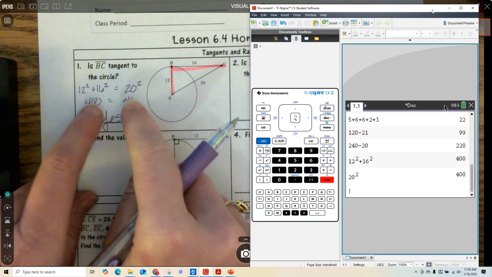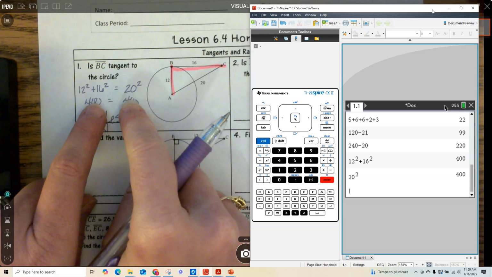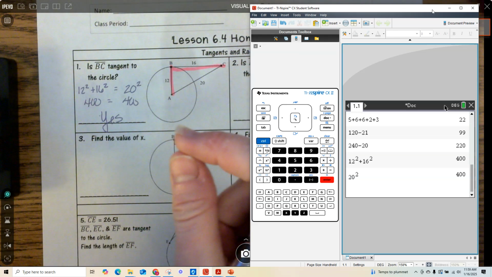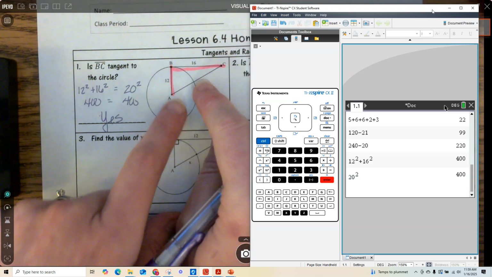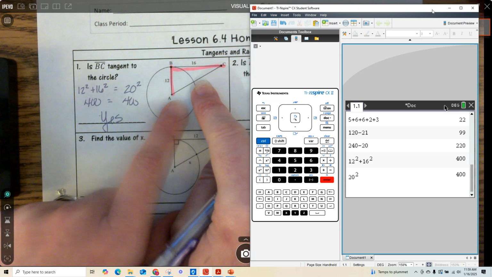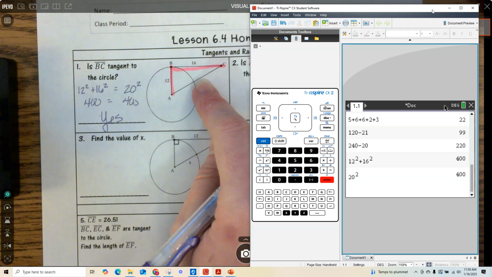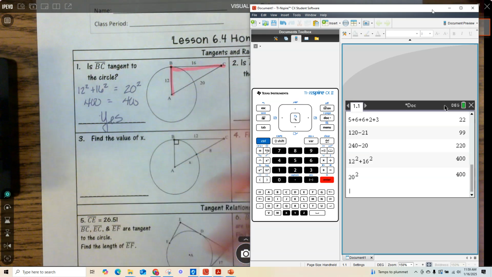If you work through each piece and these two numbers are not equal, then that line is not tangent. It has to make a right angle, and if it makes a right angle, then it's going to make a right triangle. If the sides of a triangle don't work in Pythagorean theorem, then it's not a right triangle.